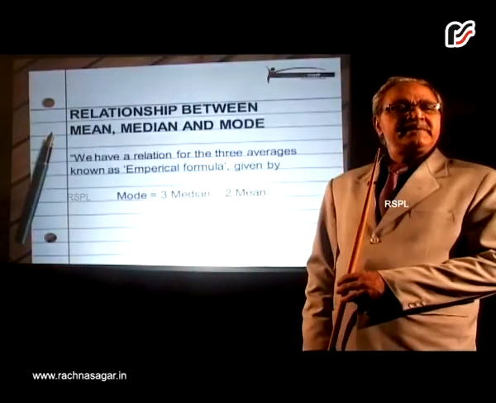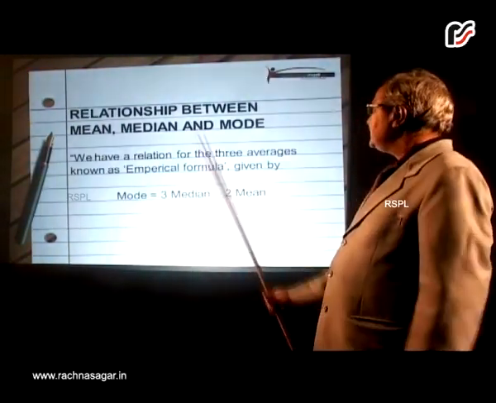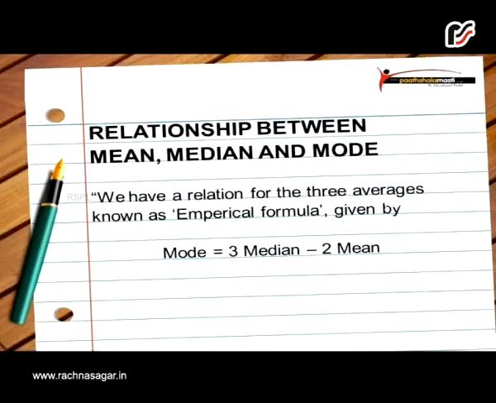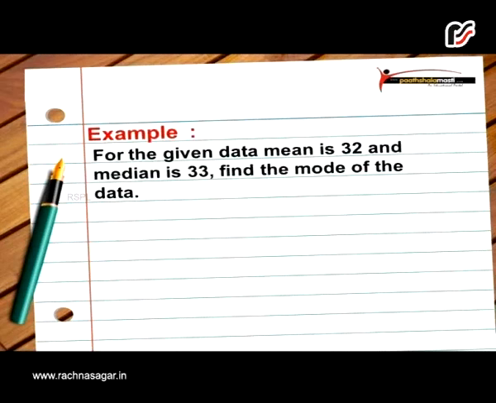Now we have done mean, median and mode. The relation between mean, median and mode is known as the empirical formula, given by mode equals 3 median minus 2 mean. Let's take an example.